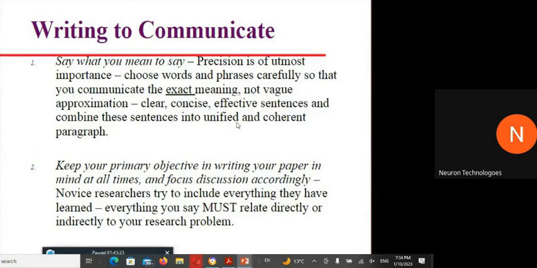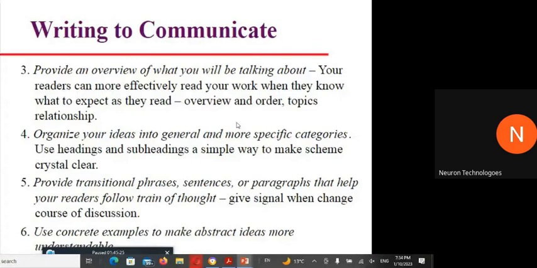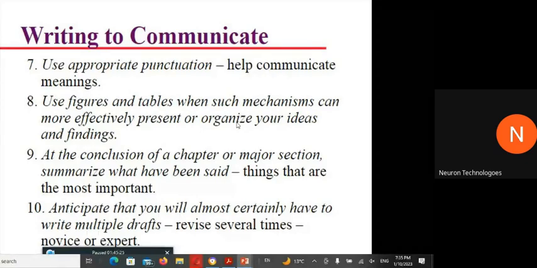Then keep your main objective in writing your paper in mind at all times and focus discussion accordingly. Provide an overview of what you will be talking about. Organize your ideas into general and more specific categories. Provide transitional phrases, sentences, or paragraphs that help your readers follow your train of thought, and use concrete examples to make abstract ideas more understandable. Use appropriate punctuation, use figures and tables, a conclusion for each chapter or major section, and anticipate that you will almost certainly have to write multiple drafts.